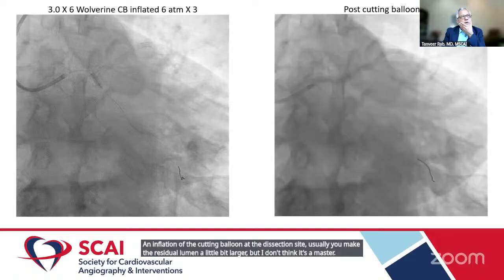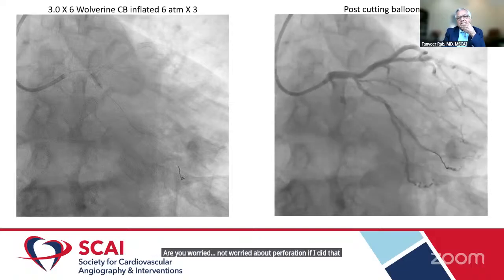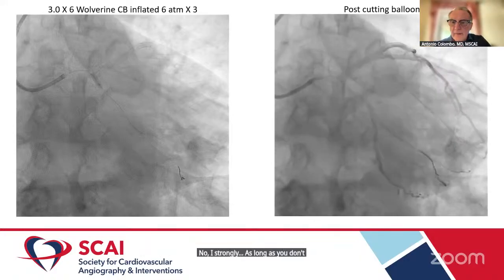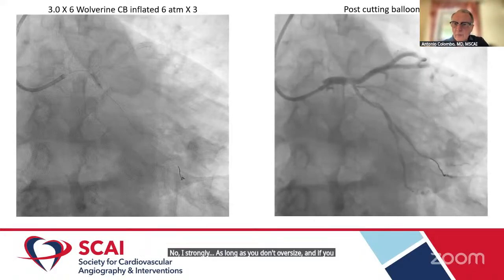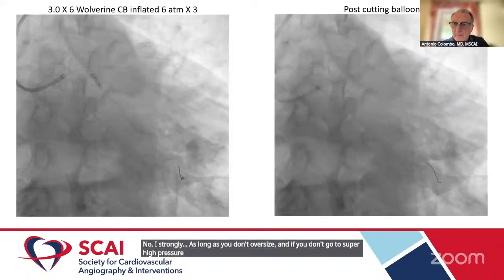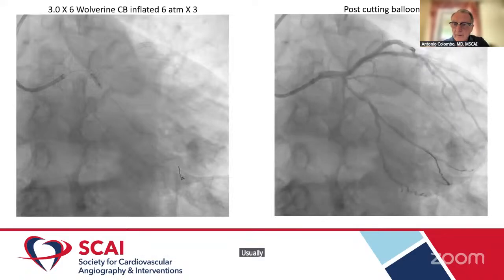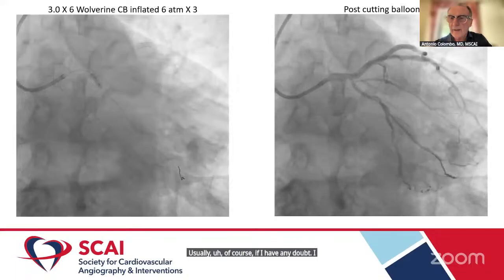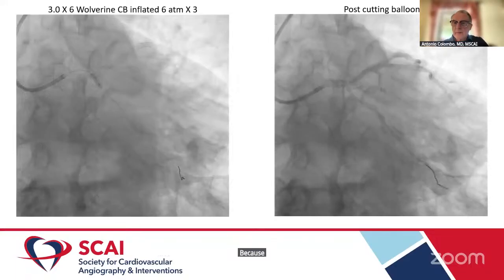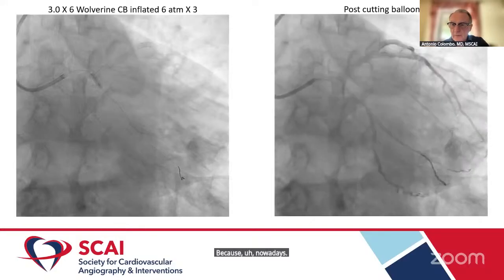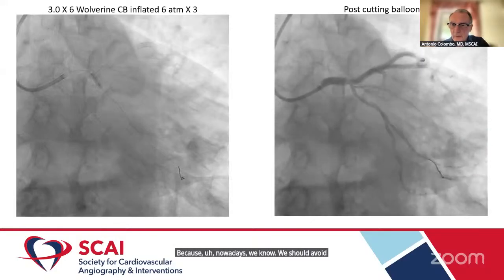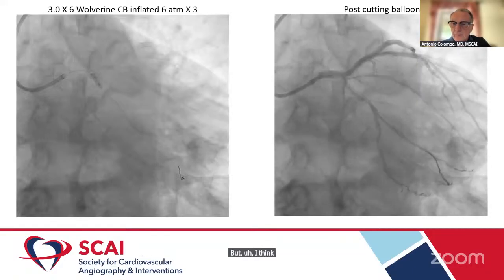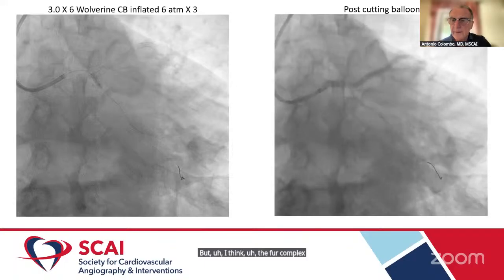Are you not worried about perforation if I did that? No, I don't undersize the balloon. As long as you don't oversize, and if you don't go to super high pressure, below 10 usually. Of course, if I have any doubt, I do IVUS to check, because nowadays we know we should avoid what can be avoidable, but I think the circumflex is still 3 millimeter.